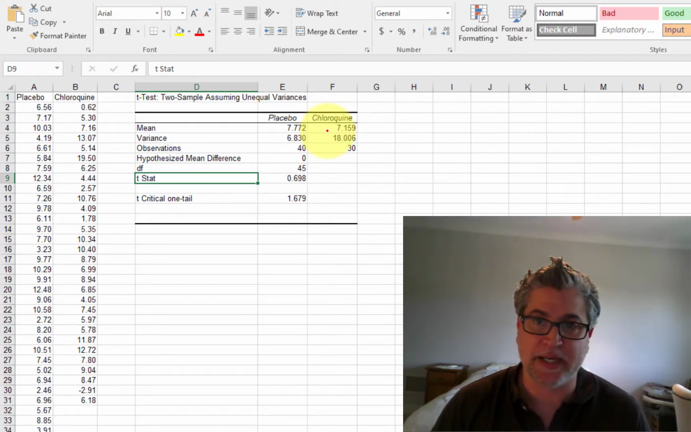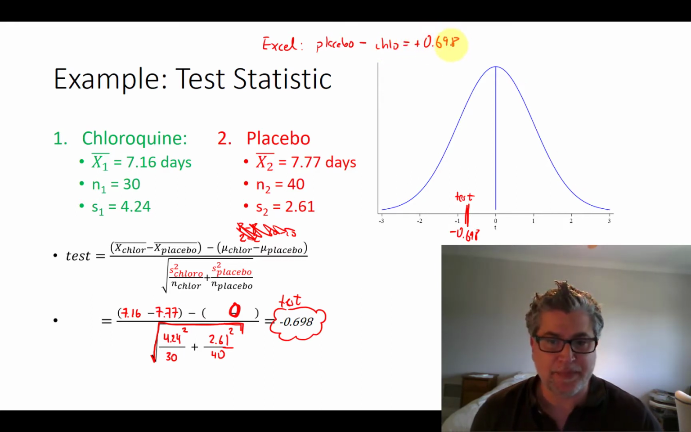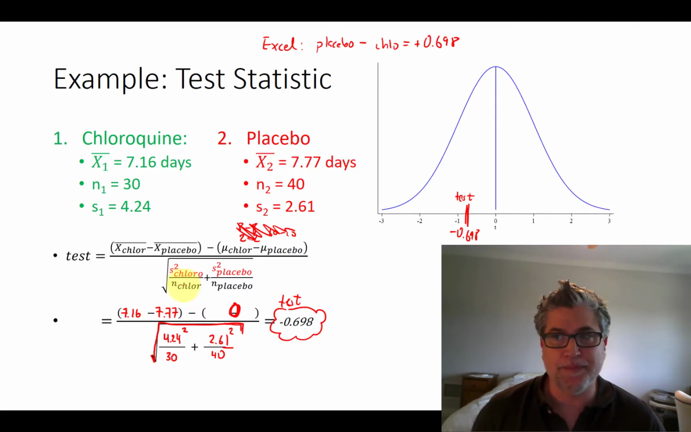Let's switch back to our slide deck now. So in Excel, it took the first variable minus the second variable, but we entered the first variable as placebo. So we had placebo minus chloroquine was positive 0.698. That's how Excel did it. When we did our formula, we just had chloroquine minus placebo with a negative number. But that's the difference. We just changed the order here. All right, so that's going to be one difference.